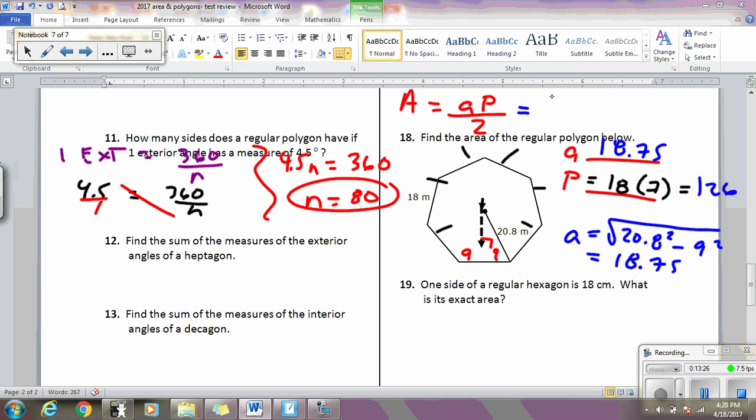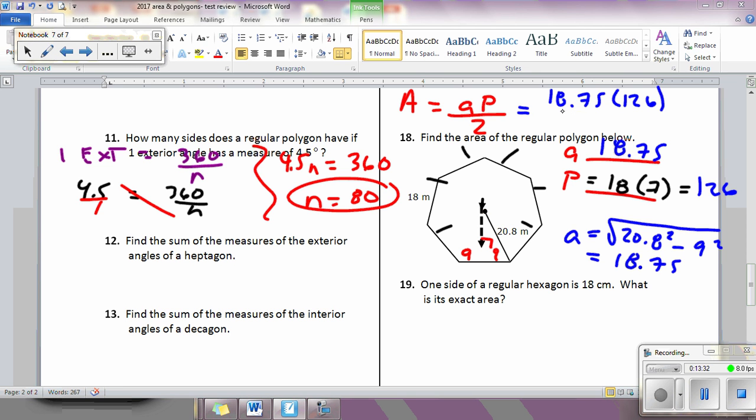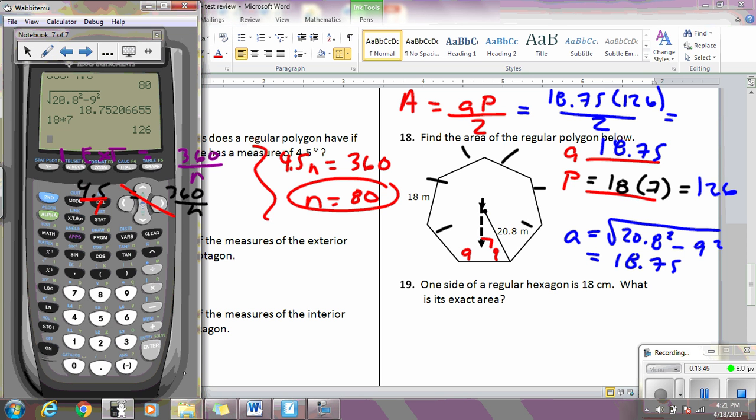So I need to take my apothem, 18.75, times my perimeter, 126, and divide by 2 to find the area of this polygon, which is a heptagon since it has 7 sides. So don't forget your common names, because you won't have the cheat sheet and can't ask me on the test. So you should know the first figures from 3 to 10 by name. FYI for your test.